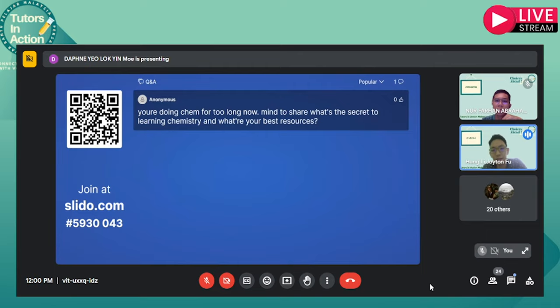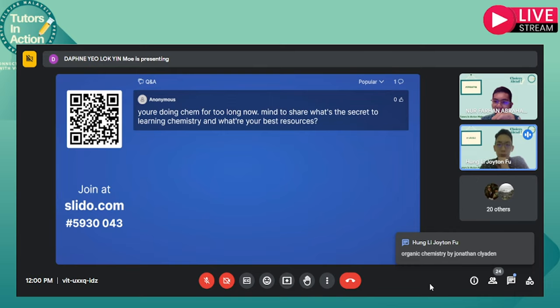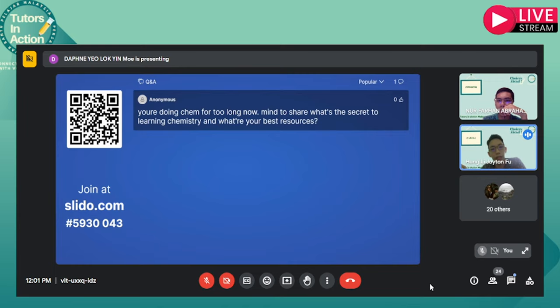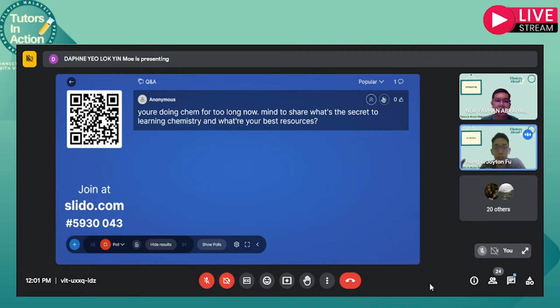So my resource for studying chemistry is some university textbooks. For instance, you can go and search for Organic Chemistry by Jonathan Clayden. I think this is a very good book, not just for organic chemistry, because a lot of times what this book introduces to you is how you can apply organic chemistry on the industry side of things. So this is definitely something that, if you want to be a chemist or a chemical engineer in the future, you have to know about. So I think this is one of the best resources that I can share.